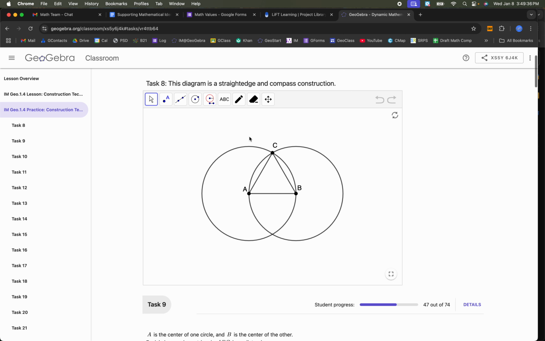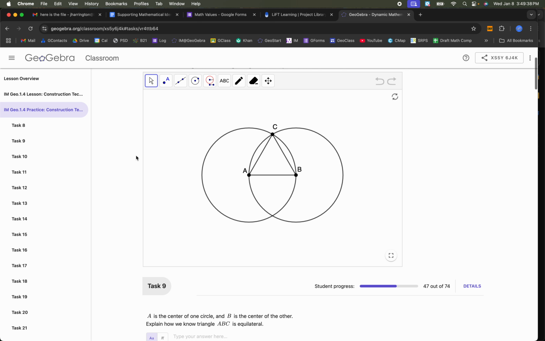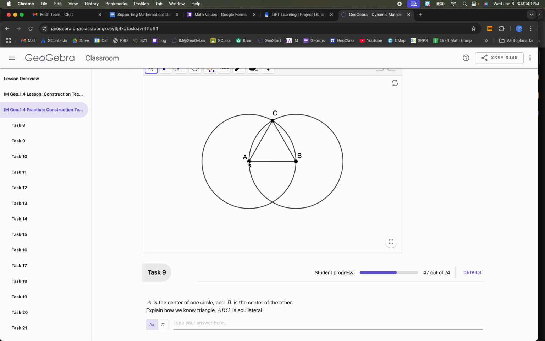All right, so task 9. A is the center of one circle. Okay, center of that circle. Okay, and B is the center of the other. B is right there. Okay, great. Okay, explain how we know that triangle ABC is equilateral.